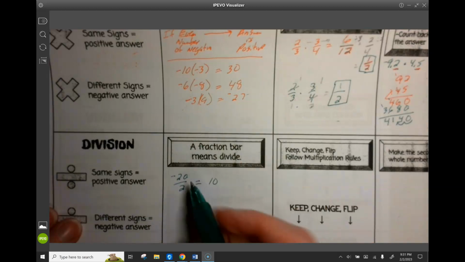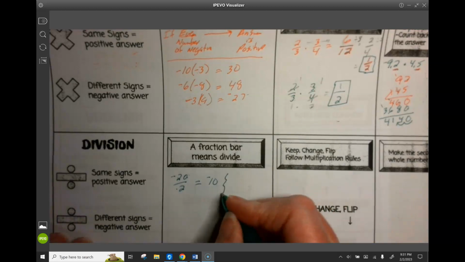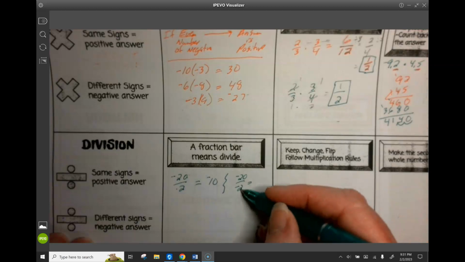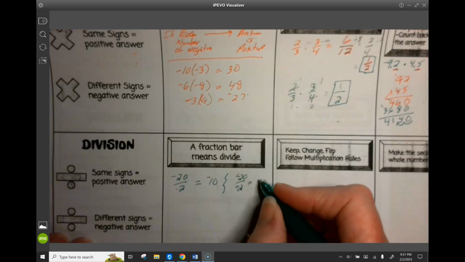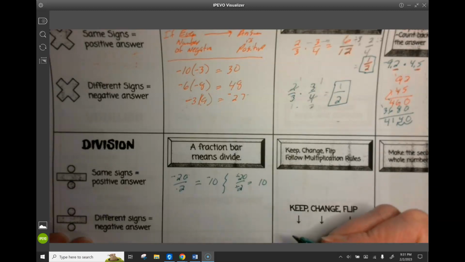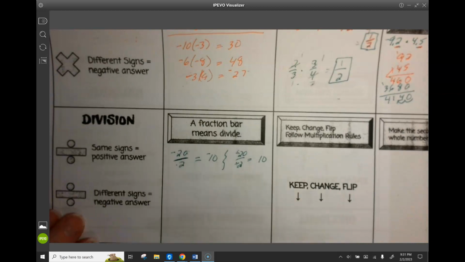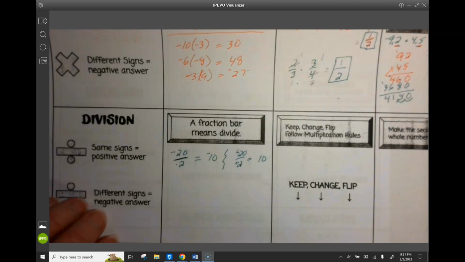That gives me 10. How many negatives do I have? An odd number. I have an odd number, so that means I'm going to have negative for an answer. Okay? Compare that to if I had negative 20 over negative 2. I'm still doing division, still get 10, but now I have two negatives. I have an even number of negatives, so therefore my answer is positive. Okay? So I remember that division is also indicated by a fraction. So just to keep that in mind.